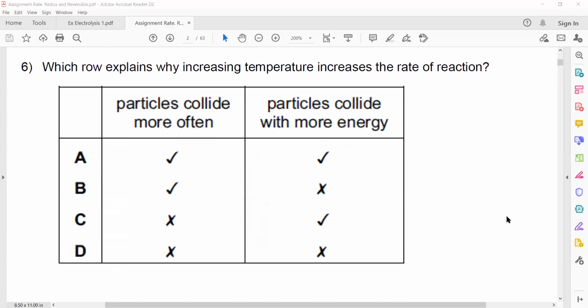Which row explains increased temperature, increased rate of reaction? Tick means that's right, that will happen, and cross means that will not happen.